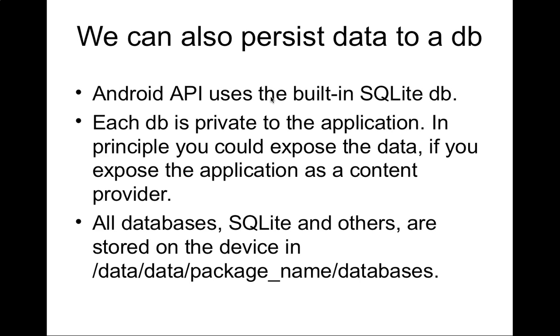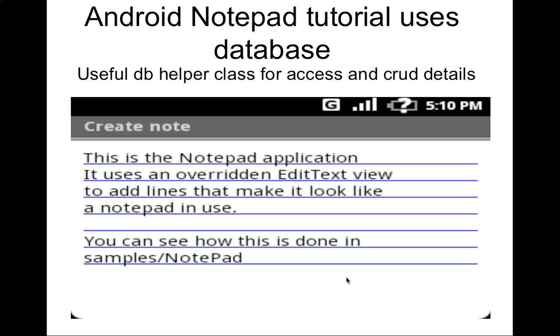In principle, you can expose the data if you expose the application as a content provider. If you create your own content provider and it has a database, you've opened the door, which is nice. However, you've also made it so that other applications can access that data. So, all databases, SQL and other, are stored on the device, in this particular data package name database. You can actually get at those database files by looking at your SD card, which is where it's going to be stored when you create the data.